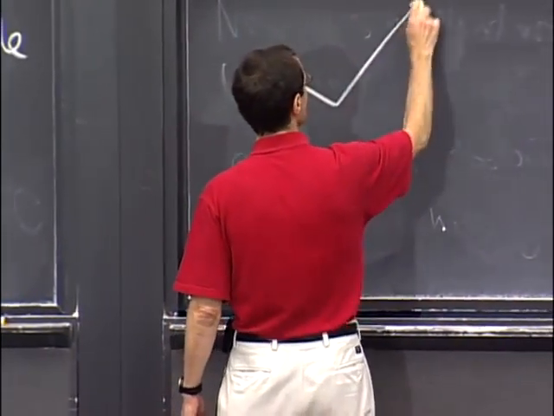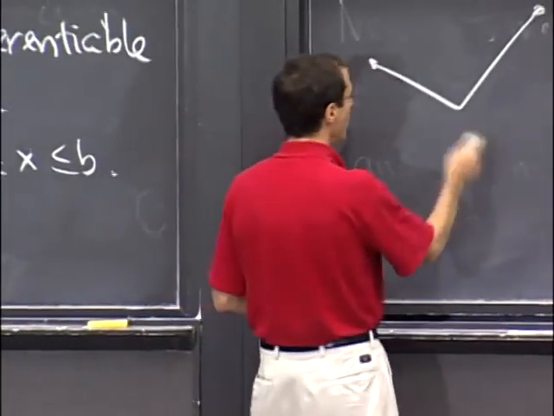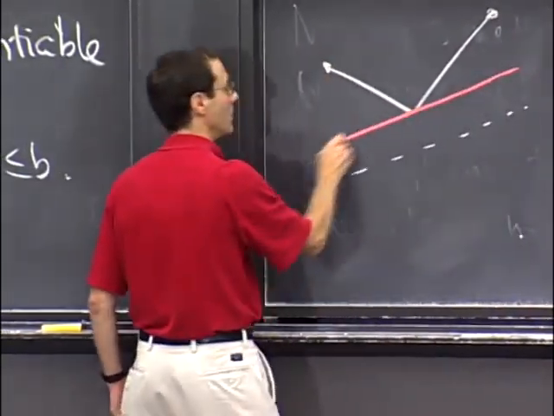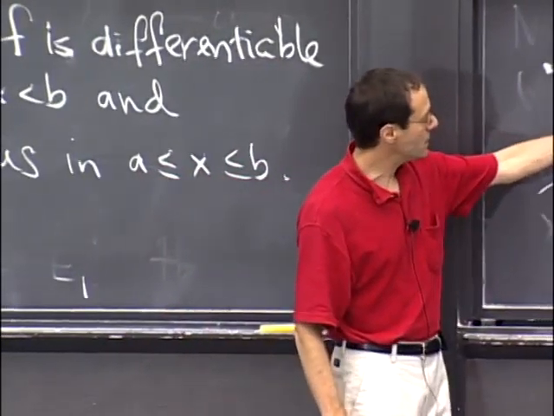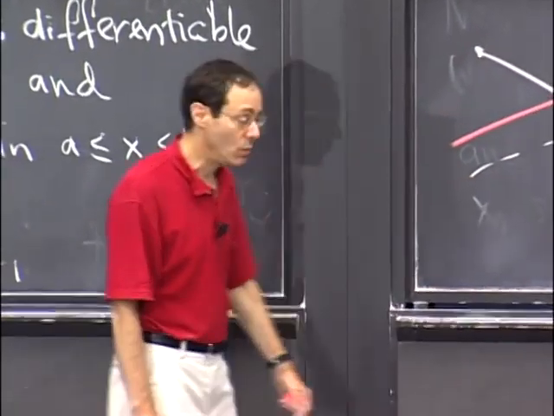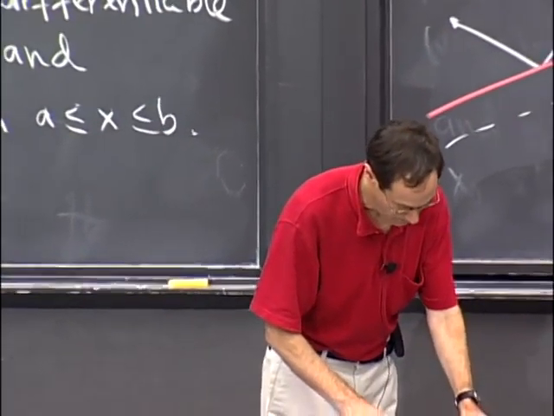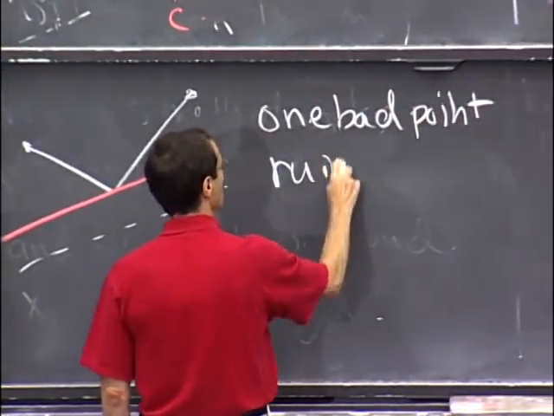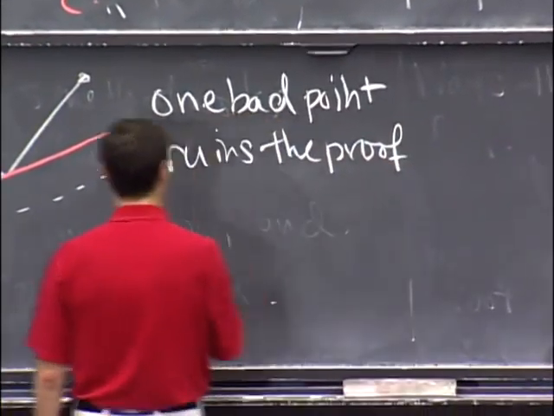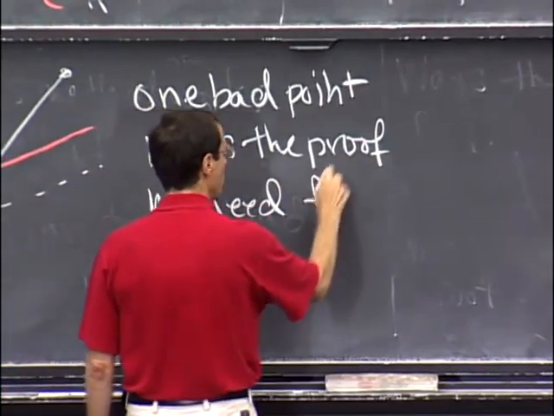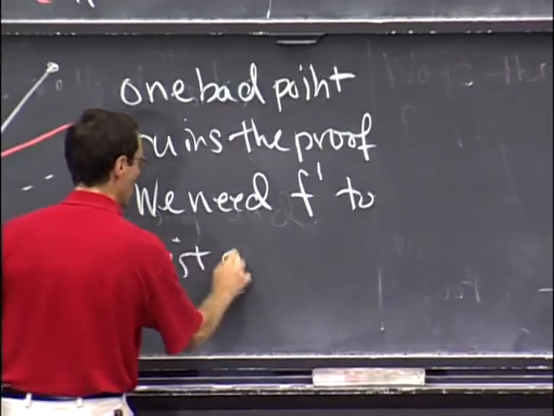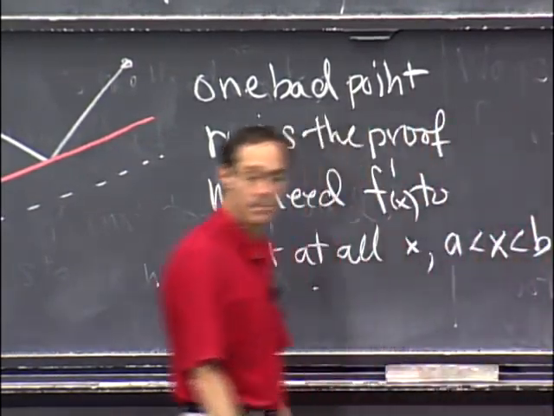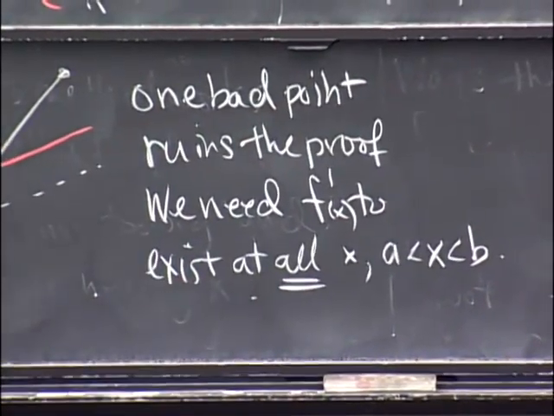So the example is the following. I'll just take a function which is two straight lines like this. And if you try to perform this trick with these things, it's going to come up and touch here. But the problem is that the tangent line is not defined here. There are lots of tangents, and there's no derivative at this point. So the derivative doesn't exist here. All right? So this is the claim that one bad point ruins the proof. We need f prime to exist at all x in between. Can't get away even with one defective point.